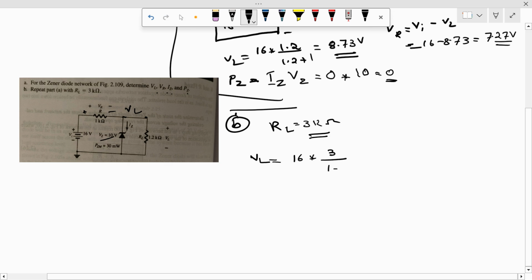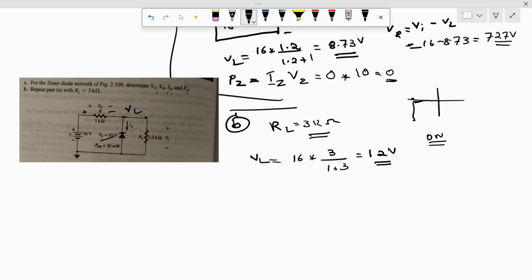1 plus 3, 1 plus 3 means 4, so it will be 12 volt, right? It is 12 volt. Now we can say that the Z voltage is actually above the Zener breakdown voltage. So it's in complete reverse bias, and it's in the on state. The Zener is now in the regulating mode. It can now act as a shunt regulator.